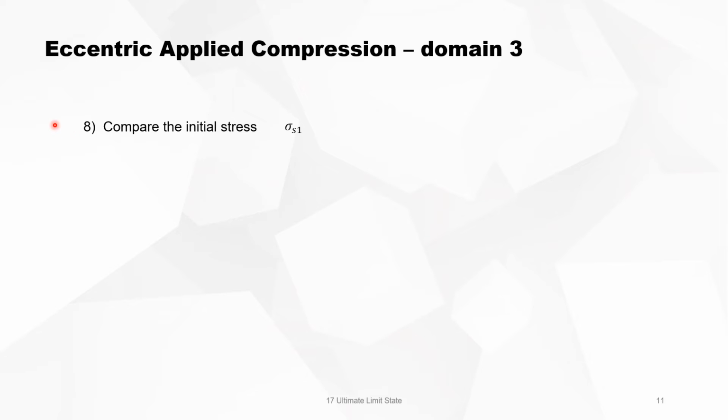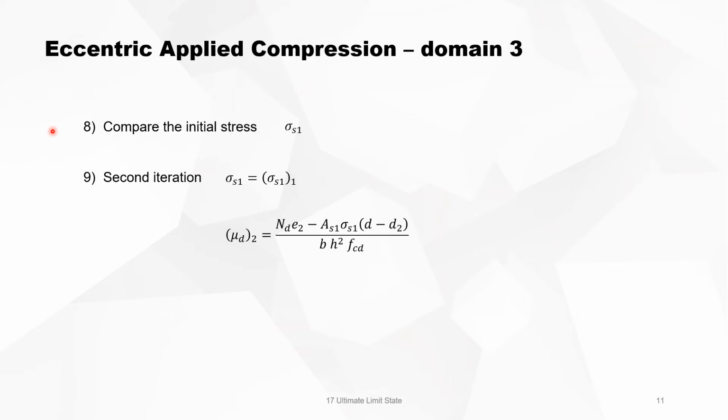Then we compare the initial stress. We started with 0 and we have now calculated the stress in the least compressed steel. We compare it. If it's not the same within a reasonable margin, then we make a second iteration. We modify the reduced bending moment with the sigma S we found and the AS1 that we found. And then we repeat steps 3 to 8 until the iteration is finalized.